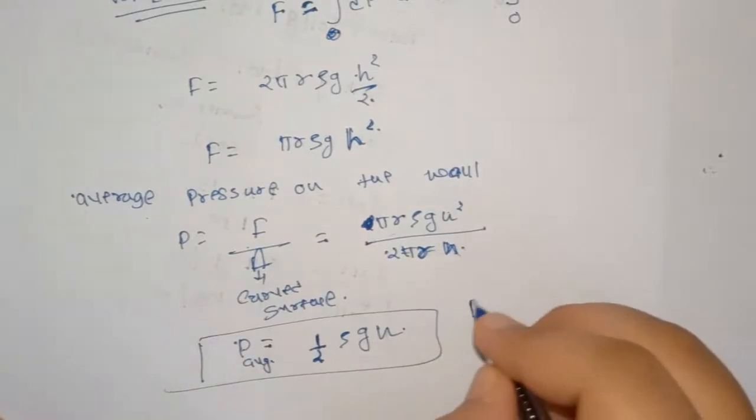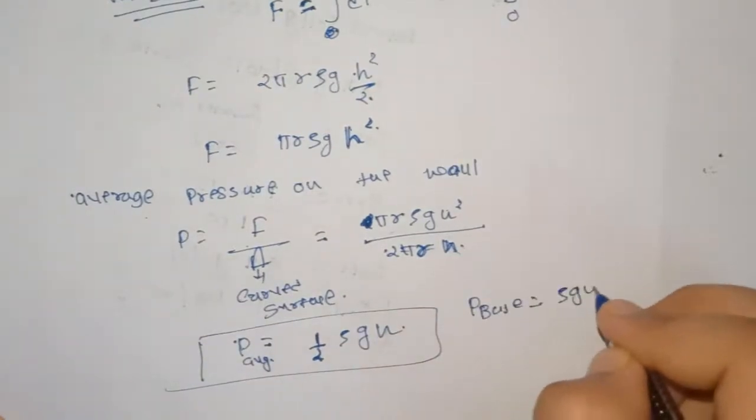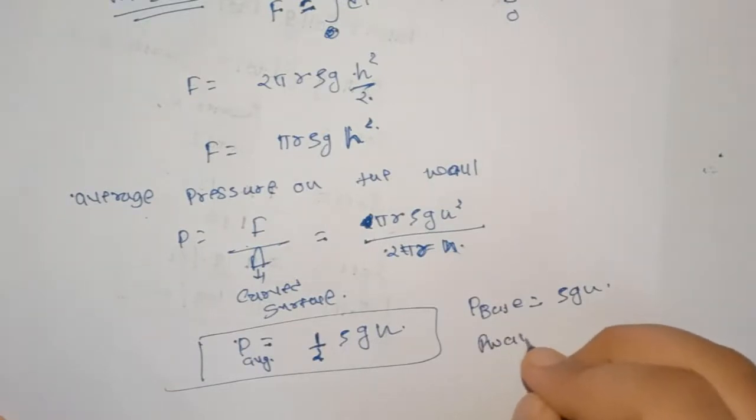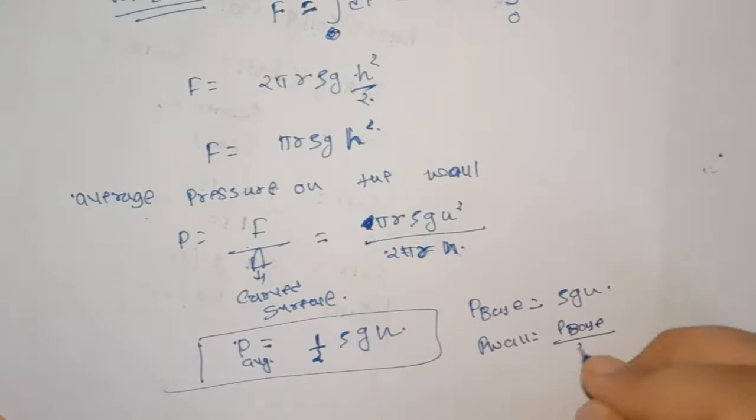So on the base, pressure is rho g h. So on the wall, it is half of the pressure on base.